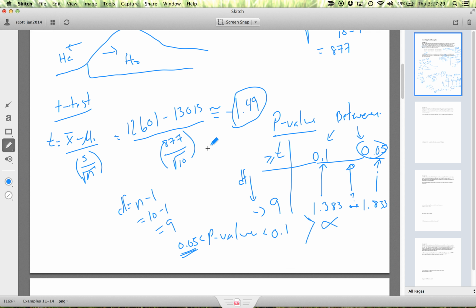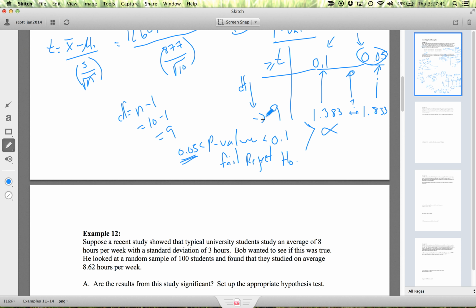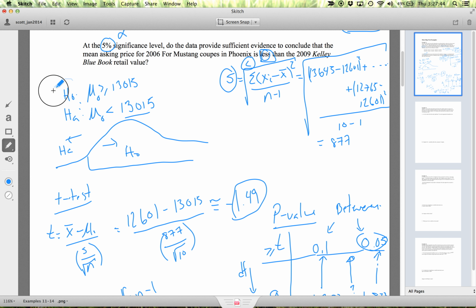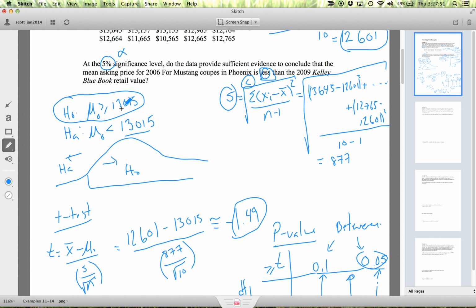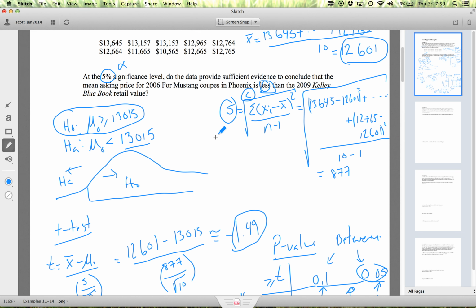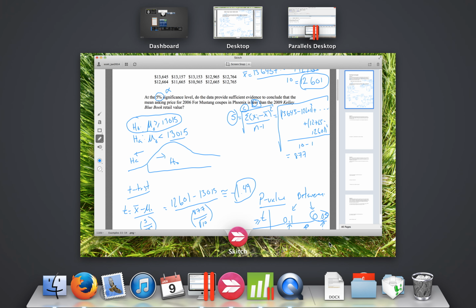Anytime your p-value is greater than alpha, you will fail to reject H0. Basically, the evidence is supporting, not necessarily making it true, but supporting the idea that the average price people are asking is greater or equal to $13,015. Let's show you how to do this in Minitab, because Minitab can be quite a bit easier to use.